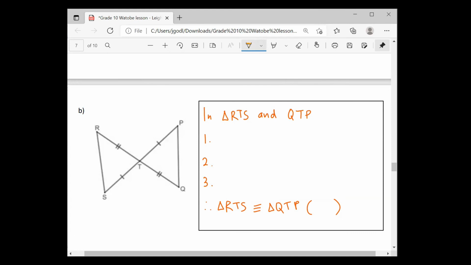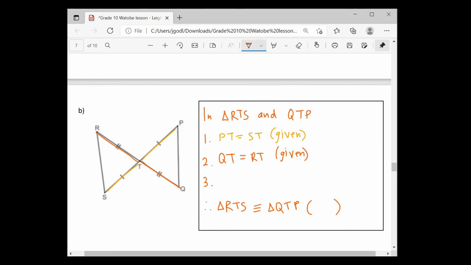Ma'am, I said PT is equal to ST. Reason is given. Yes. And then I said QT is equal to RT. The reason was given too. Yes. Am I right, ma'am? You are 100% right. Beautiful.